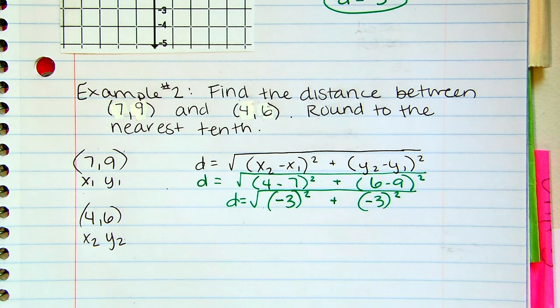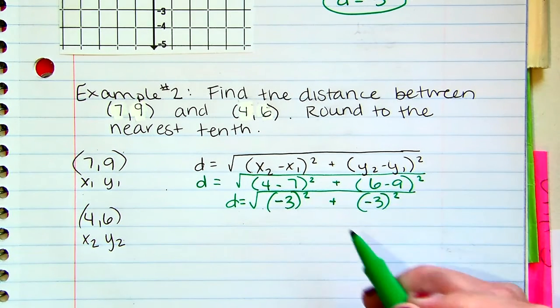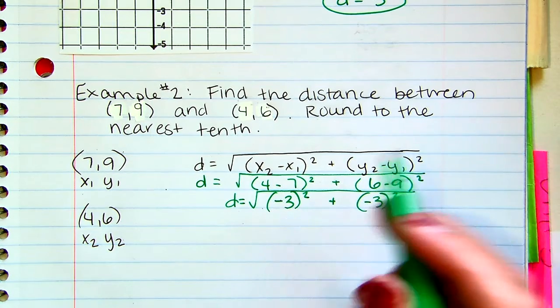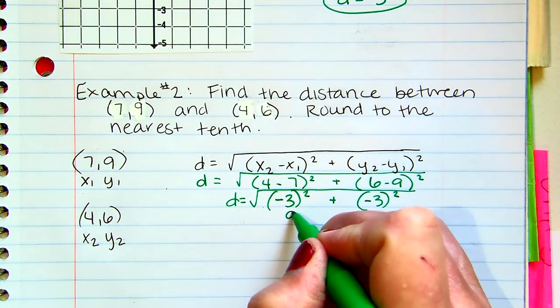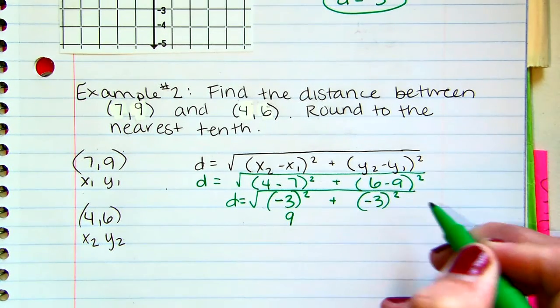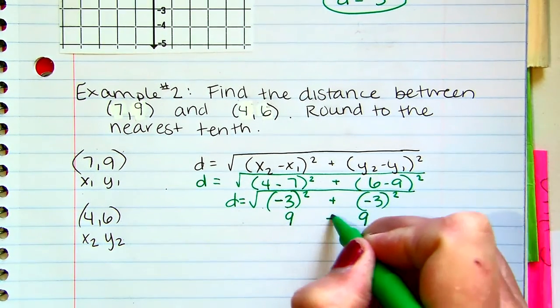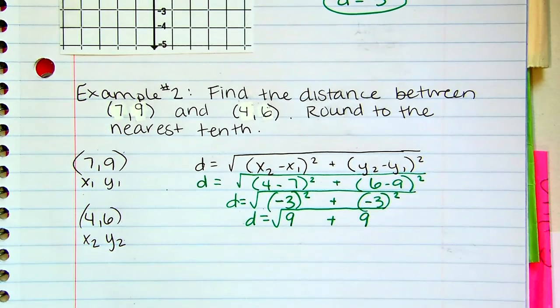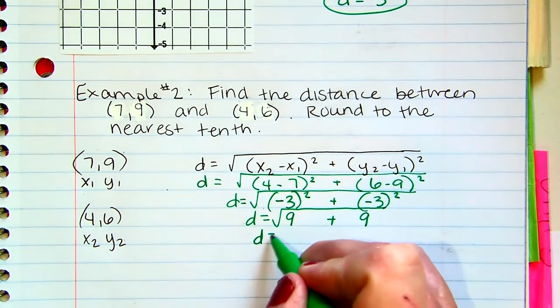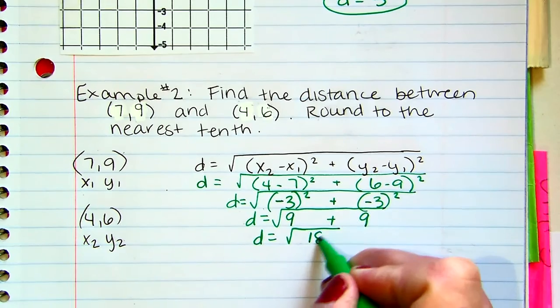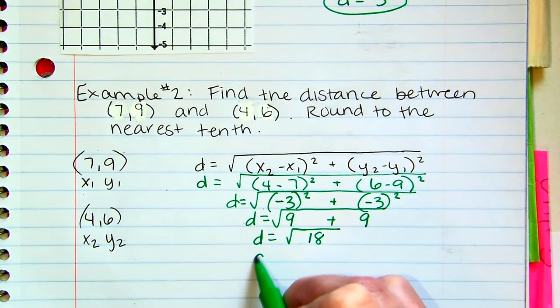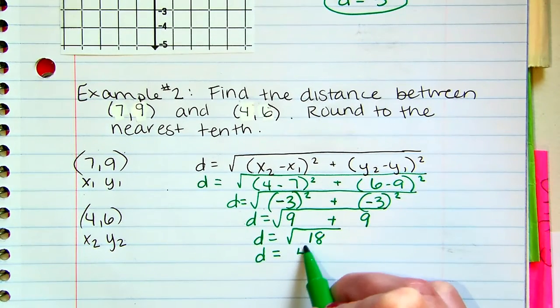Now, negative 3 squared, that is negative 3 times negative 3. So I'm going to get 9. And negative 3 times negative 3 is 9. So I have D is equal to the square root of 9 plus 9. Well, 9 plus 9 is 18, so I have D is equal to the square root of 18. And then the square root of 18 comes to be approximately 4.24.